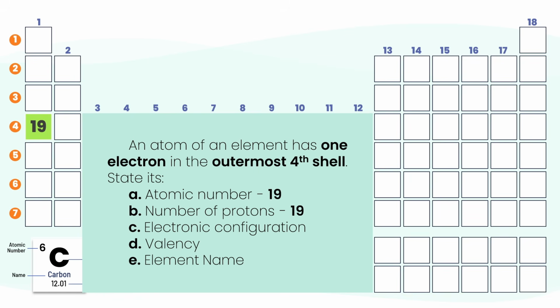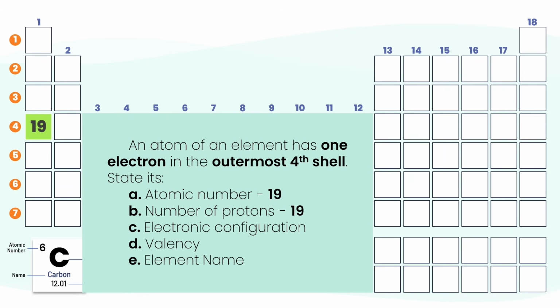Why? Because the atomic number tells us the exact number of protons in the nucleus of an atom. It's like the element's ID number, unique and unchanging. So if the atomic number is 19, the atom has 19 protons, no more, no less.